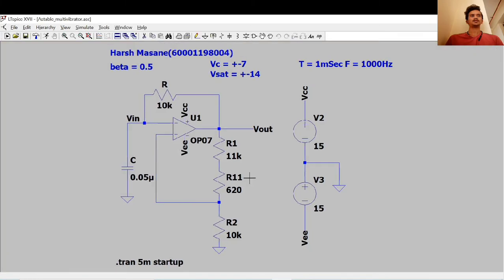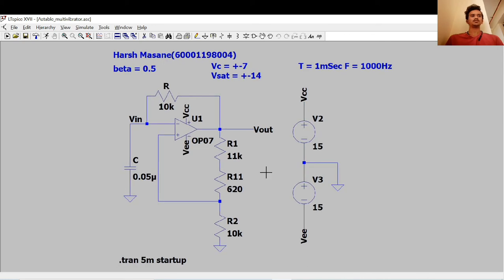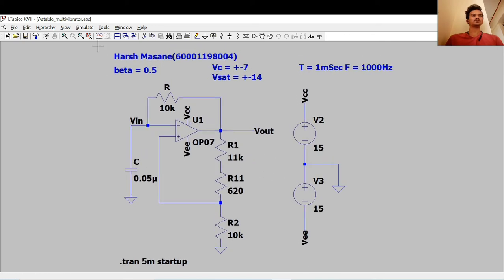So here is my circuit. Here my beta is 0.5, and my VC, which is a capacitor voltage, will be plus minus 7 volt, and the VSAT similarly plus minus 14 volt. Here my time period is 1 millisecond, which is equal to the 1 kilohertz frequency. So now let's see the output for it.